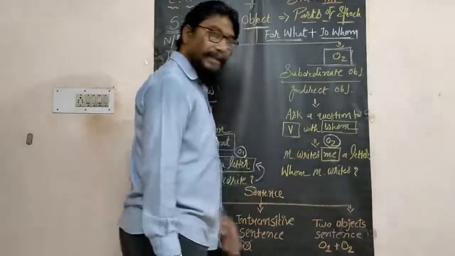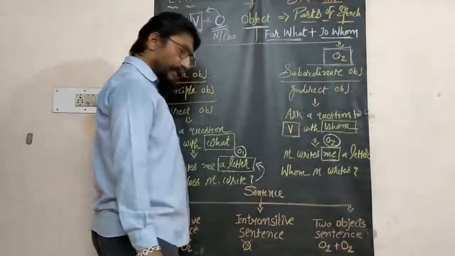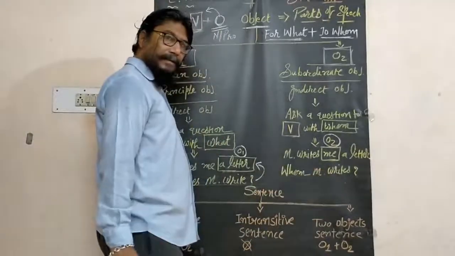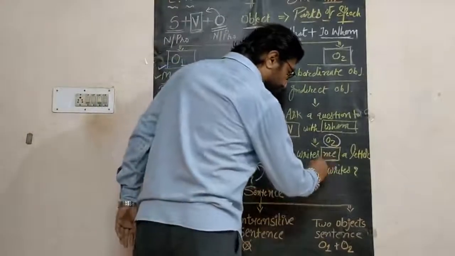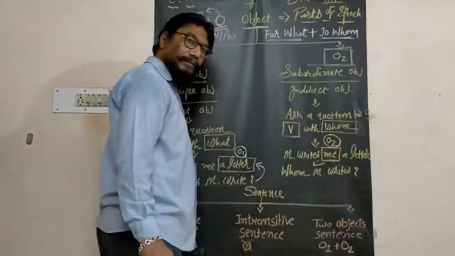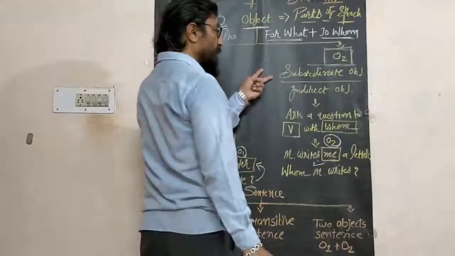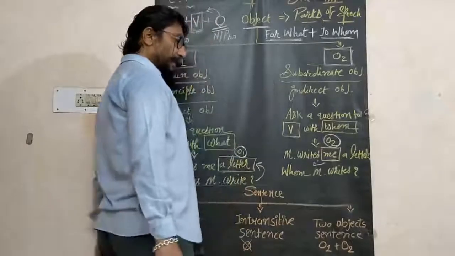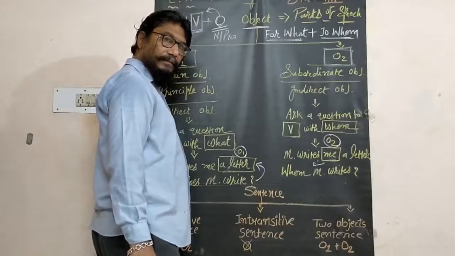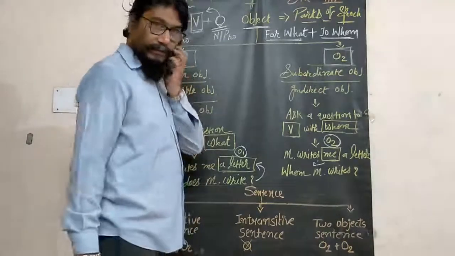Now here we will come. Mira writes me a letter. Same sentence I have written here. To whom does Mira write a letter? You will get the reply, that is me. That is equal to O2, subordinate object or indirect object. Got the idea?